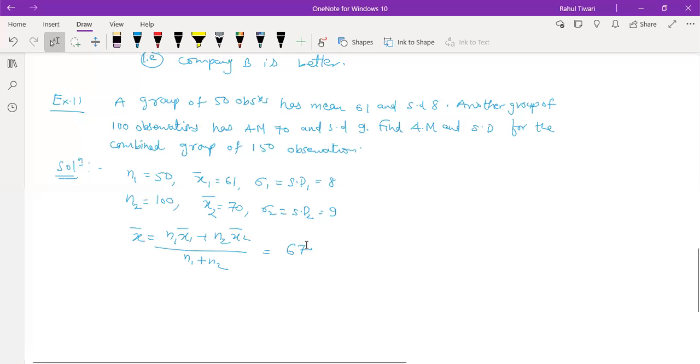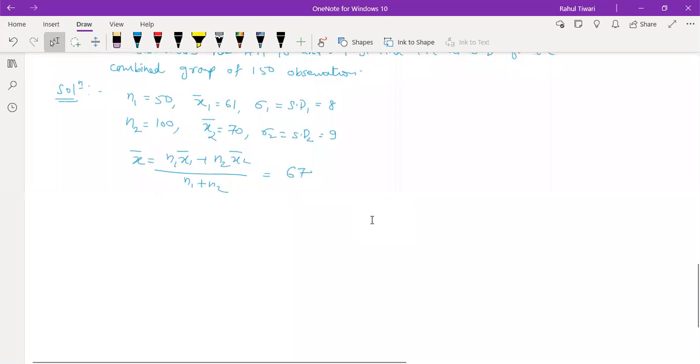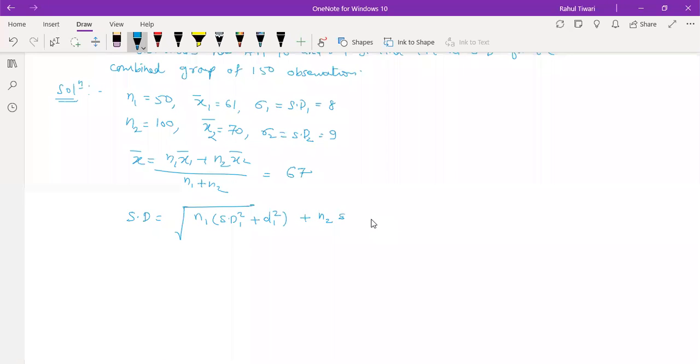Now there is one formula which I have not given so far that I am introducing here. You need to find the combined standard deviation, right? So the formula is like this. SD is equal to square root of N1 times SD1 square plus D1 square, plus N2 times SD2 square plus D2 square, whole thing divided by N1 plus N2.